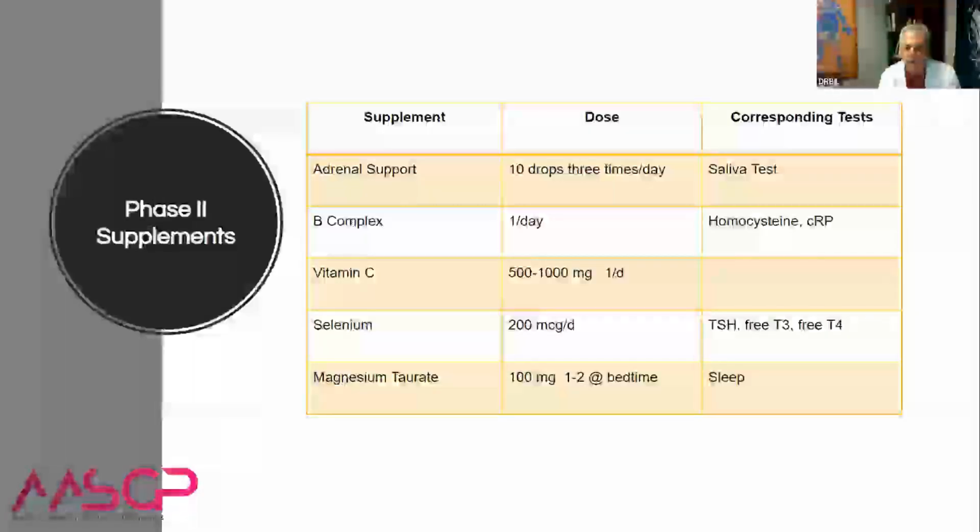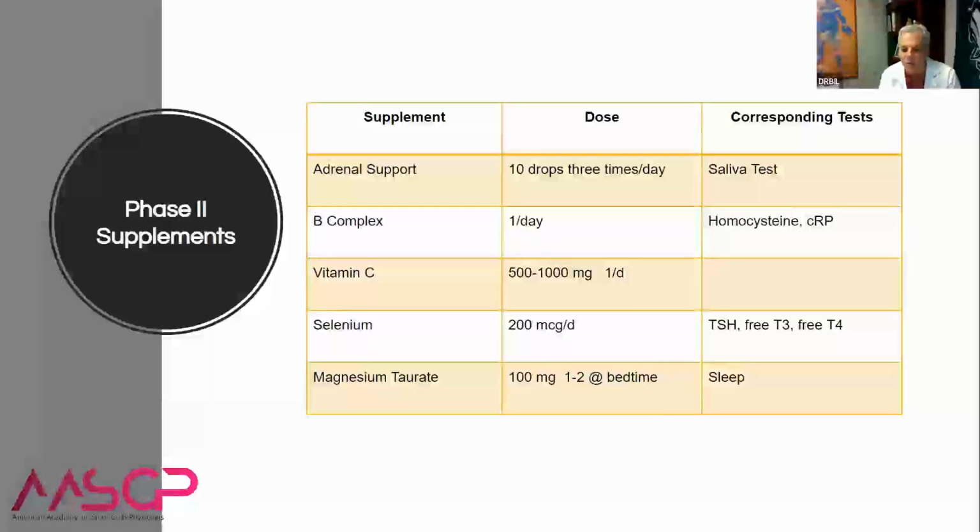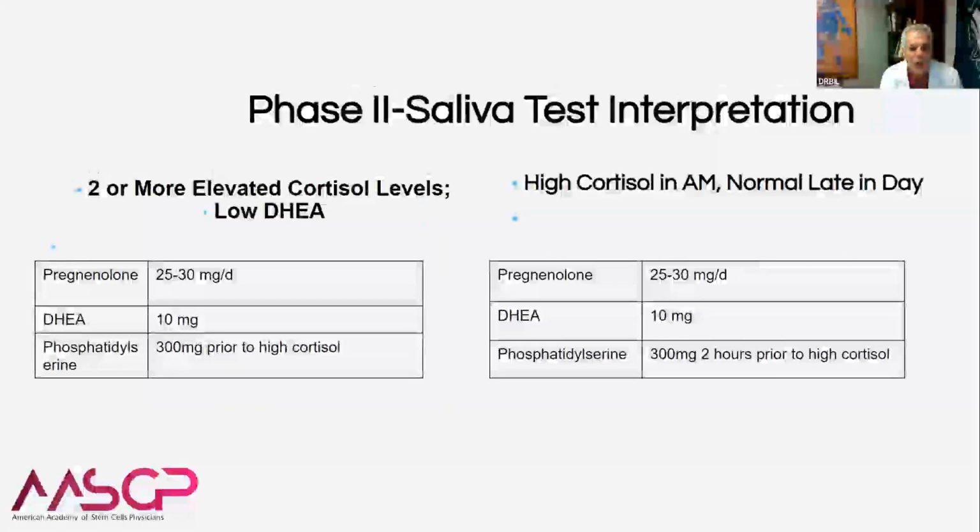We'll add in, again, if they have adrenal support, we'll use the adaptogenic herbs, vitamin C, selenium, magnesium. If they have elevated cortisol levels with low DHEA, we'll add in some DHEA. If they have some cognitive issues, we'll add in some phosphatidylserine. We do measure now pregnenolone levels, and we'll use anywhere from 30 to 60 milligrams of pregnenolone. So 90 to 110 is a sweet spot on the lab for pregnenolone.